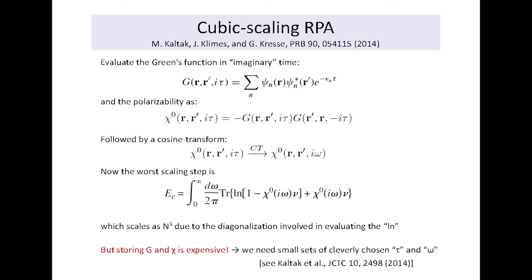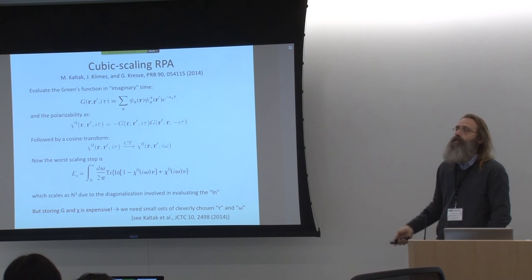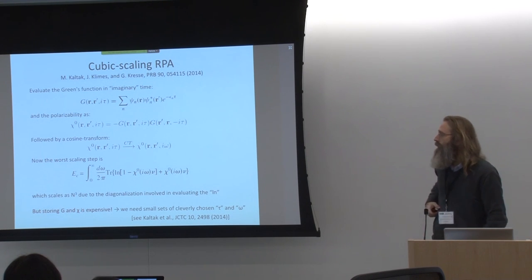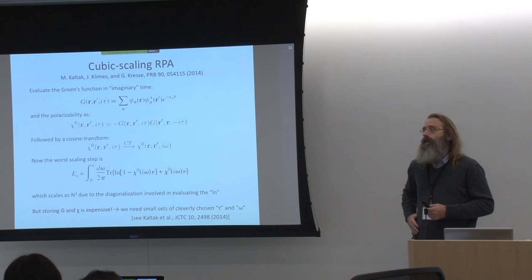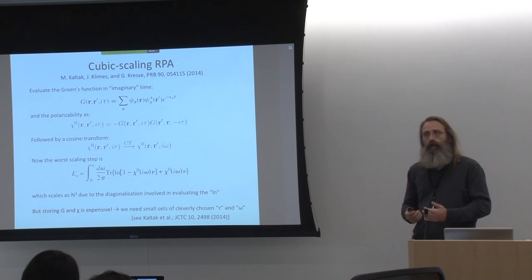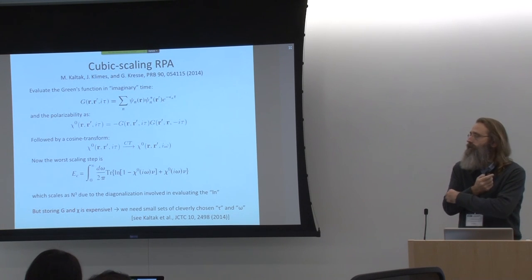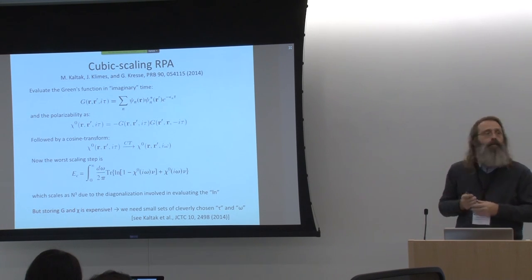You have to do some clever stuff to have a cosine transform of this to imaginary frequency, and then you can simply use it in this equation that now is the worst scaling step, because there is a diagonalization involved of a matrix and that scales cubically. So you end up with an algorithm that is not scaling as n to the power of 4, but n to the power 3.